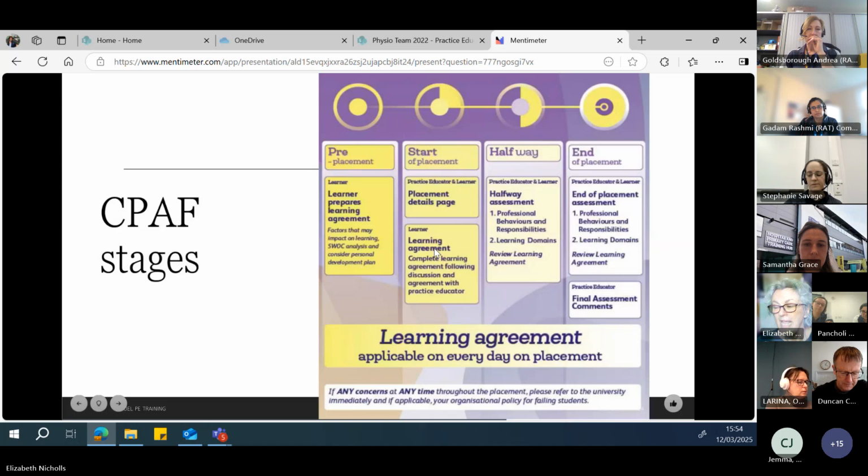And then, of course, there is the end of the placement section where we ask you to allocate a mark. The CPAF is structured so that it looks like a range of marks, so 65 to 70, 40 to 45. But we do ask at UEL that you allocate an actual number, because that's how our regulation systems work for the marks at the end of the placement.